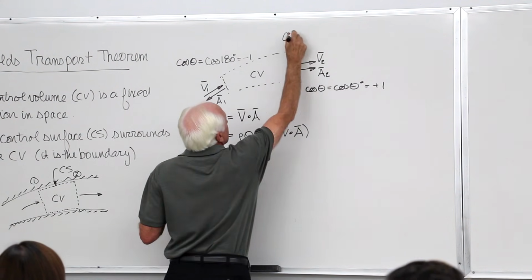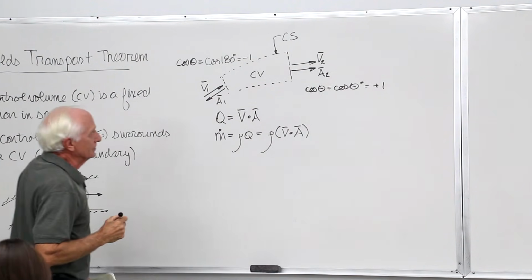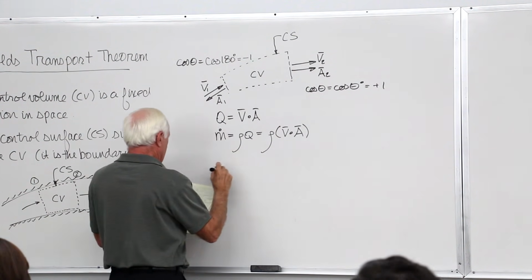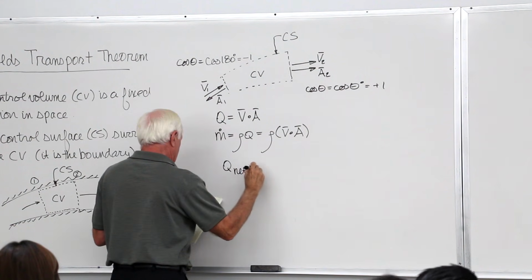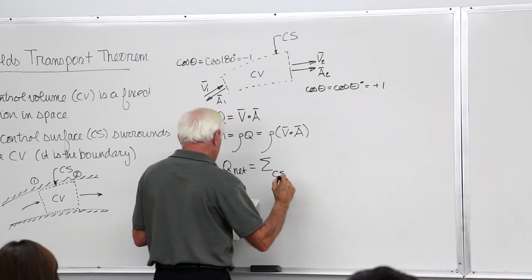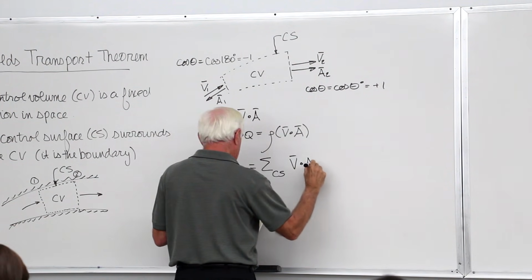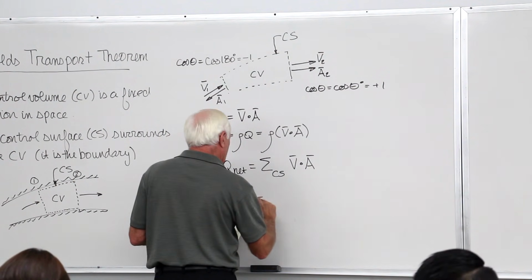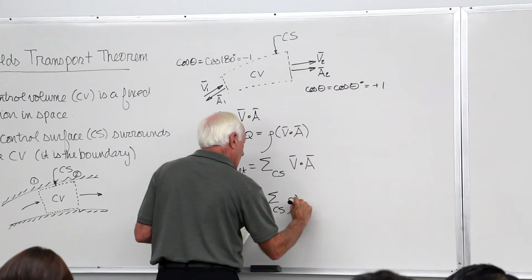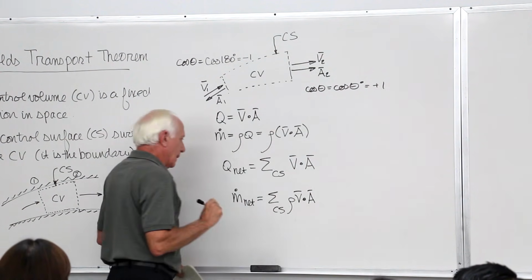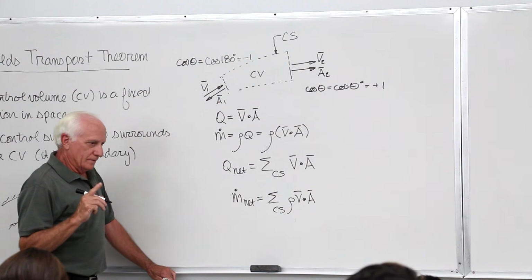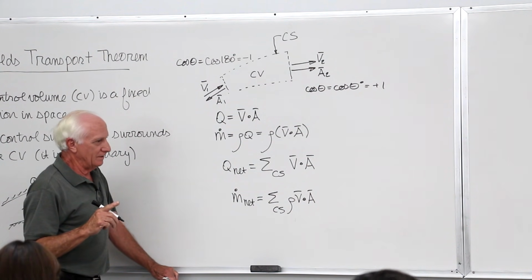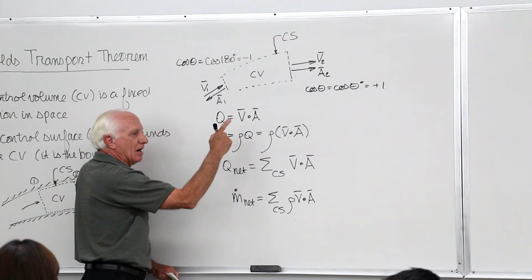If you want to label this again, we'll be real precise now, control surface. All right, so m dot is that, and then Q net equals the sum over the control surface of V dot A, and m dot net equals the sum over the control surface of rho V dot A. Now don't forget, V dot A is positive if stuff goes out. V dot A is negative if stuff comes in. So this is the net outflow.